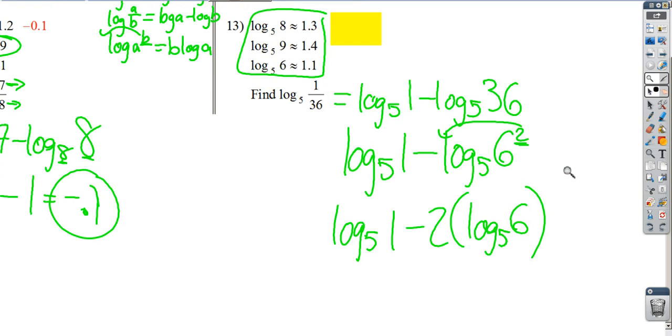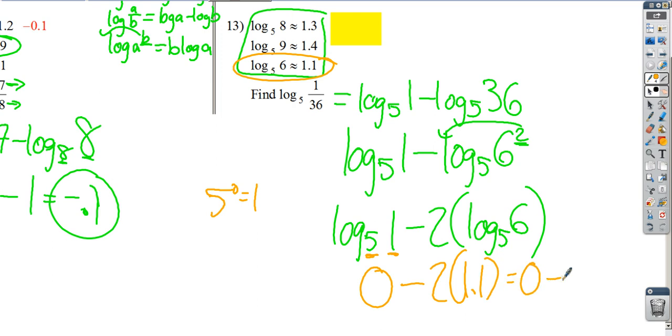Okay, the log of 1 for any base is 0, because anything to the 0 power equals 1. So this is like saying 5 raised to what power gives me 1? 5 to the 0. Minus 2 times the log of 6, and they tell us here the log of 6 is 1.1. So we're going to have 0 minus 2 times 1.1, which is 2.2. So 0 minus that would be negative 2.2, and that is exactly the answer.